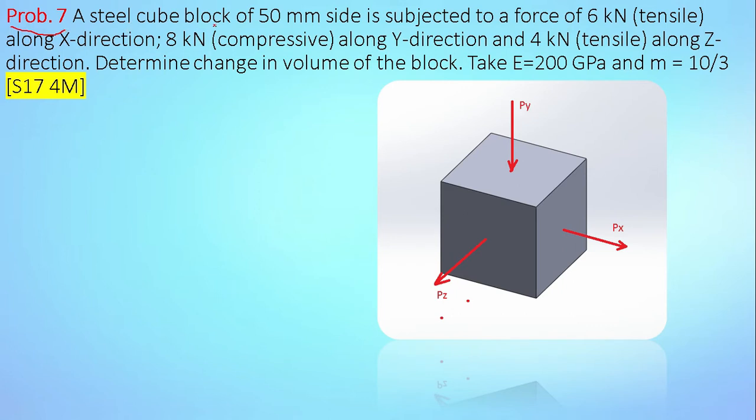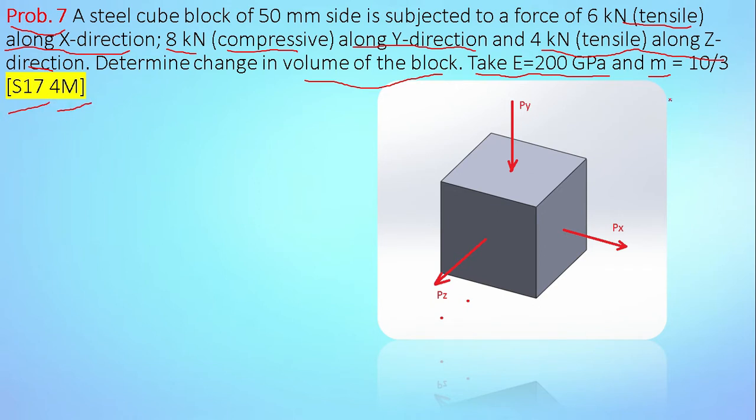A steel cube block of 50 mm side is subjected to a force of 6 kN tensile along x direction, 8 kN compressive along y direction and 4 kN tensile along z direction. Determine the change in volume of the block. Take E equal to 200 GPa and m equal to 10 by 3. This question is from the summer 17 paper. This was asked for 4 marks.